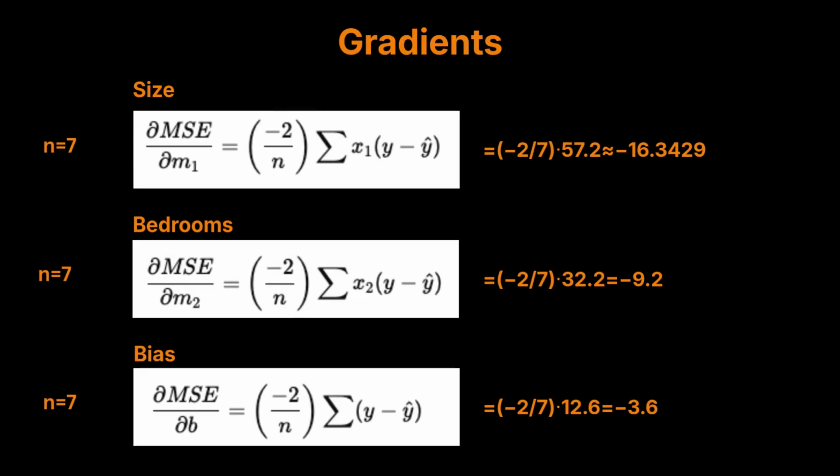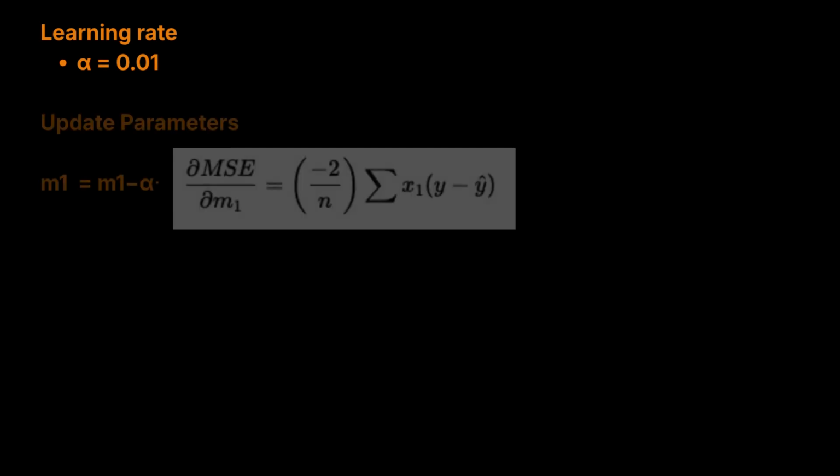Now we update parameters by moving opposite to the gradient. We'll use a small learning rate so we don't overshoot. Let's choose alpha equals 0.01.